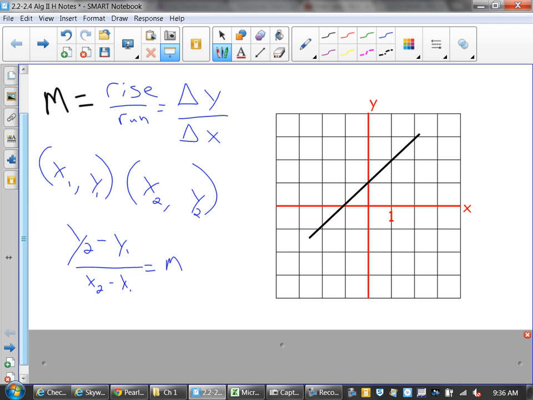Now let's see if I can get you guys to think here. There are 4 types of slopes. What are they? Positive slope, good. Negative slope. And undefined slope. And what's the other one? Zero slope. So the 4 slopes.